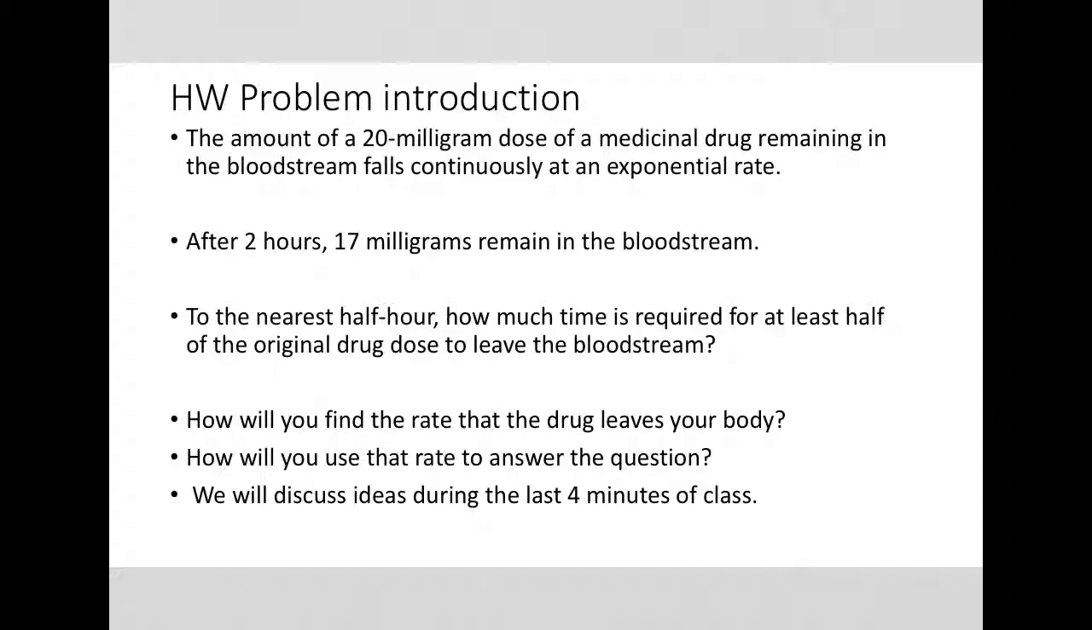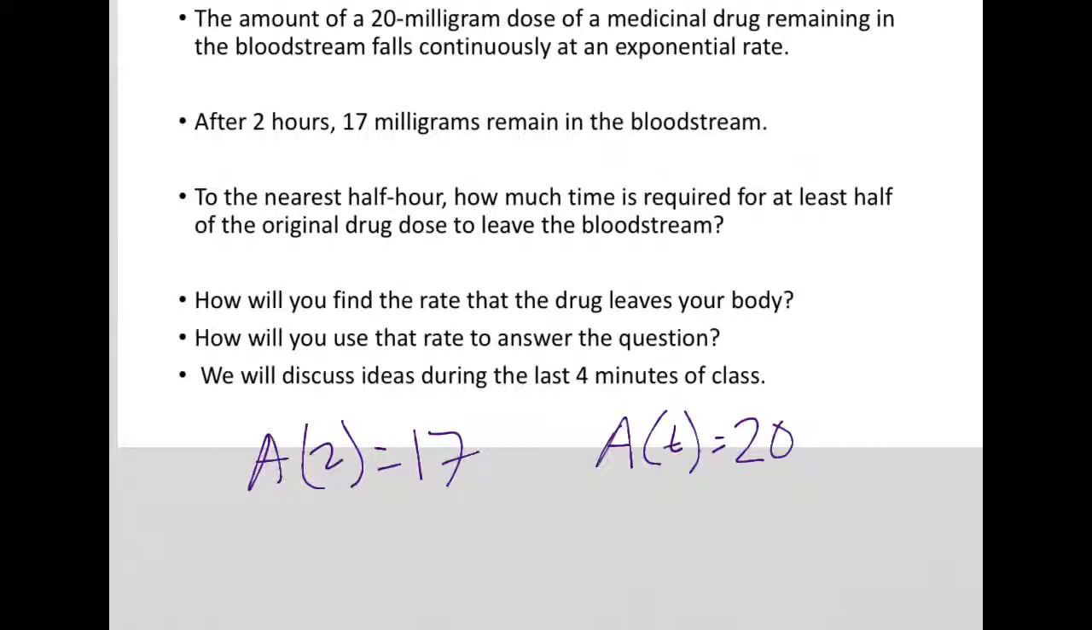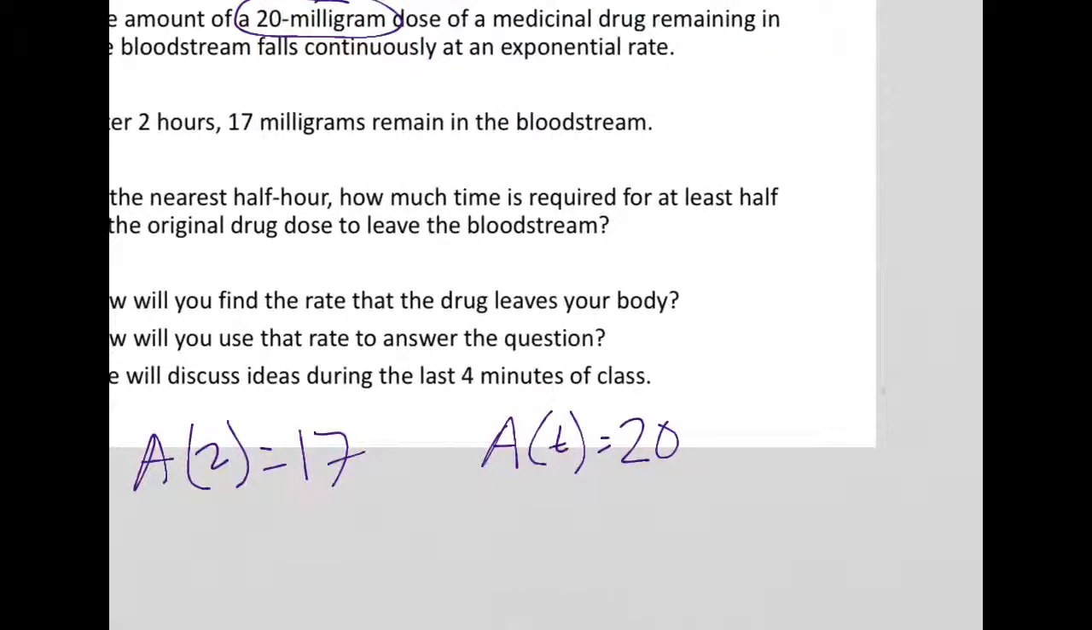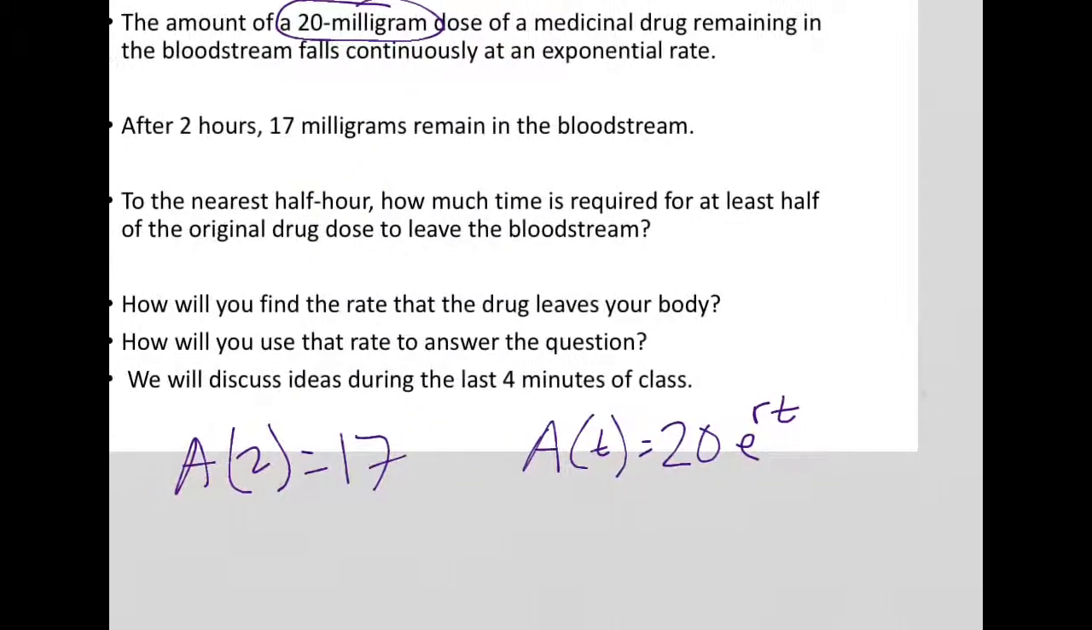Well, let's write an equation and think about what we know. We know that after 2 hours, 17 milligrams remains in the bloodstream. So A of 2 equals 17. And so we're going to write the equation A of t equals the initial size, which is 20. The initial amount of medication is 20 milligrams, times e to the power of our rate, whatever that happens to be, times time, which is being measured in hours.